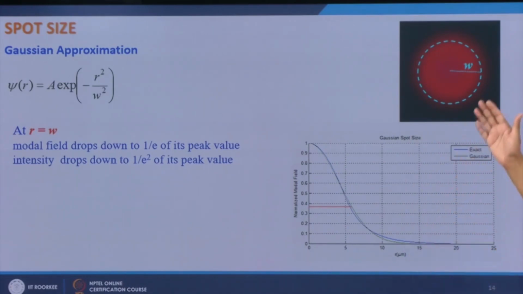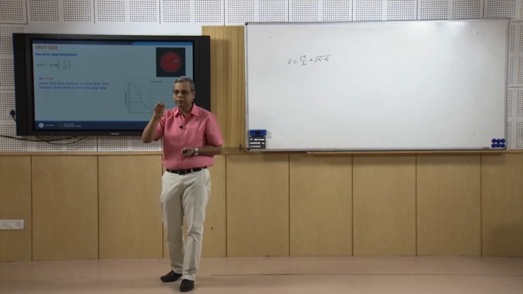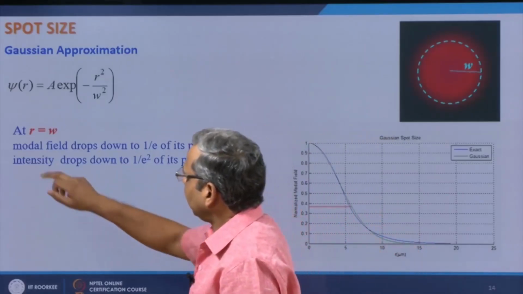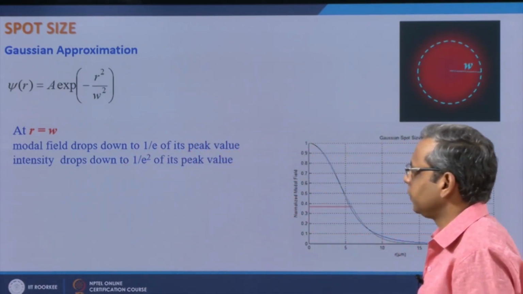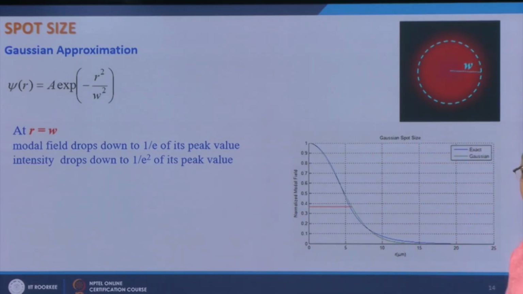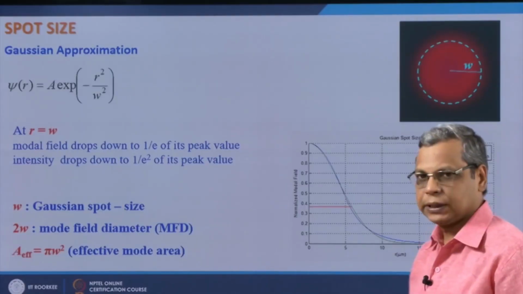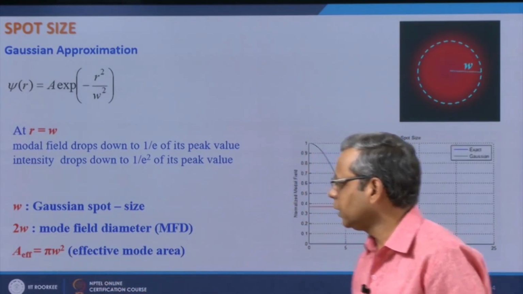As you know, the field goes down to 0 when r tends to infinity, but what is the size, what is the region in which the maximum field is there? So that we can define by r is equal to w, because at r is equal to w the modal field drops down to 1 over e of its peak value and intensity drops down to 1 over e square of its peak value. So it can give me a good estimate of the size of the spot. This w is known as Gaussian spot size, and 2w, twice of this value, is basically the mode field diameter, and I can find the effective mode area by pi w square.